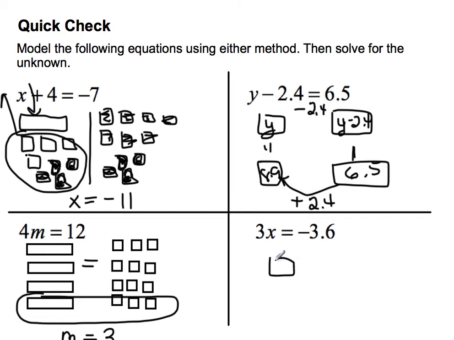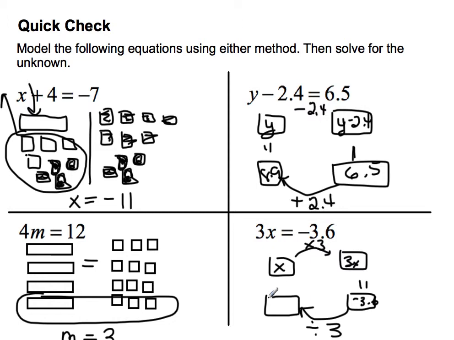Here, I'm going to do the arrow diagram again. Very difficult to use algebra tiles with decimals. To build the equation, I times 3, and I get 3x. I'm done on the left-hand side, so now I start on the right-hand side because those two are equal. And now I'm going to divide by 3 because I have to do what's opposite because I'm undoing it. And I get negative 1.2, and that's my answer. That's negative 1.2.